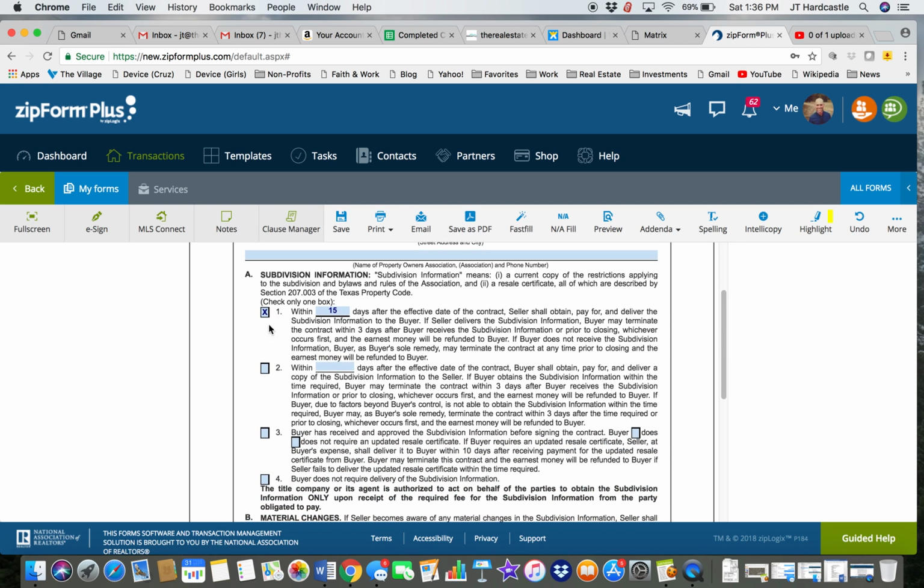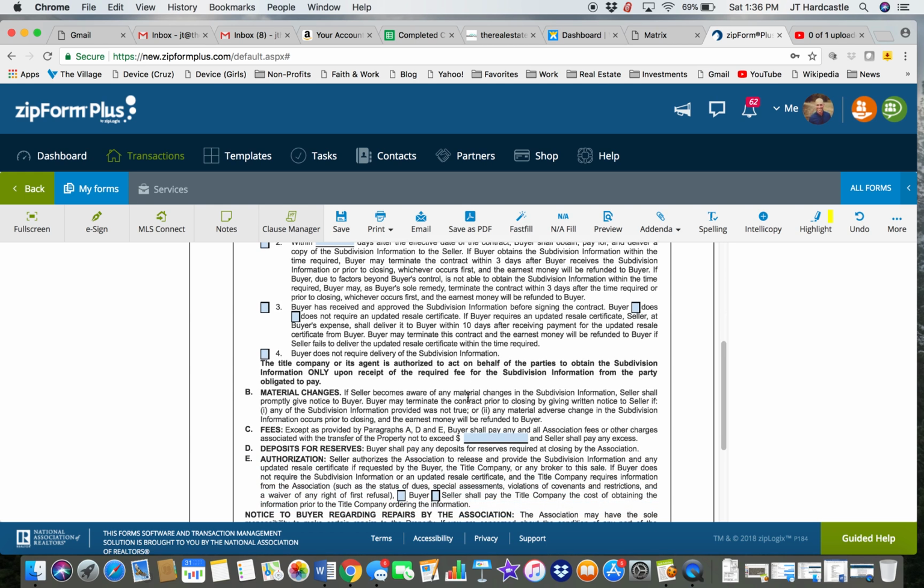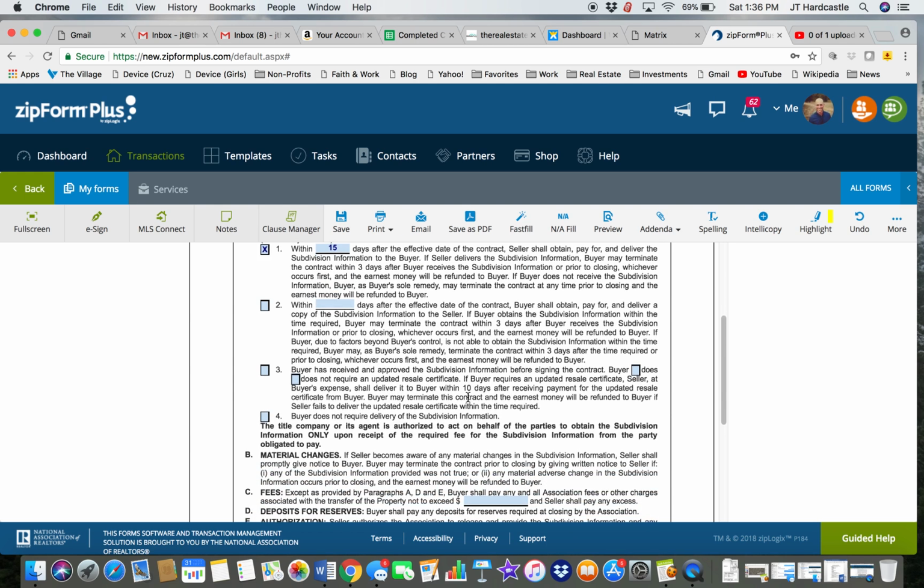So if you put 15 days, you're usually safe in that time frame. One is usually the only one that you'll ever use. I generally never use two. One is the one I normally pick to use. And again, same thing, 2, 3, or 4, you basically never use those. One's the only one you use.